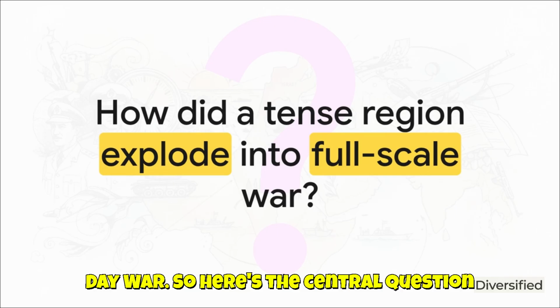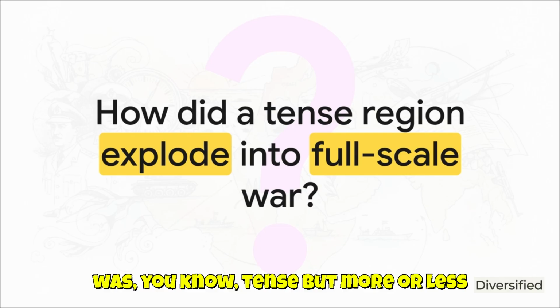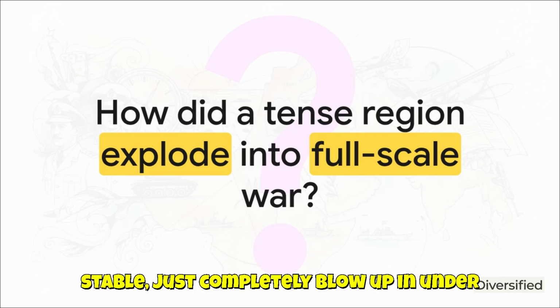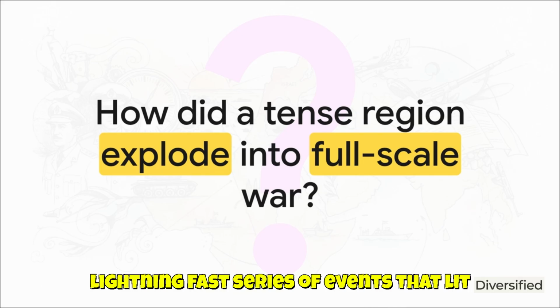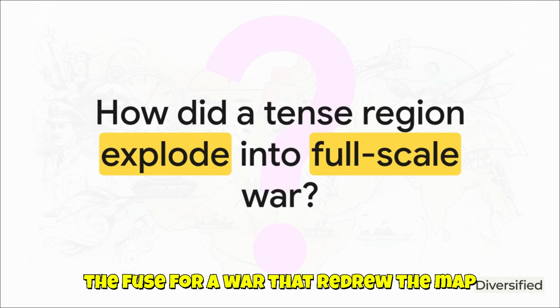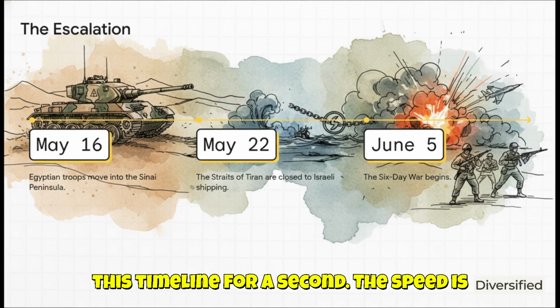So, here's the central question we're tackling. How did a region that was tense, but more or less stable, just completely blow up in under a month? We're going to unpack the lightning-fast series of events that lit the fuse for a war that redrew the map of the Middle East. I mean, just look at this timeline for a second. The speed is just staggering.